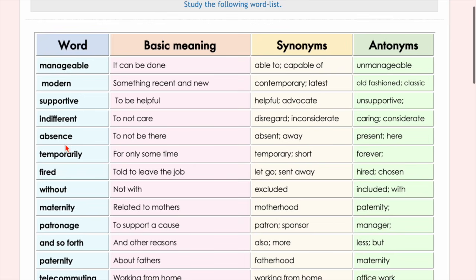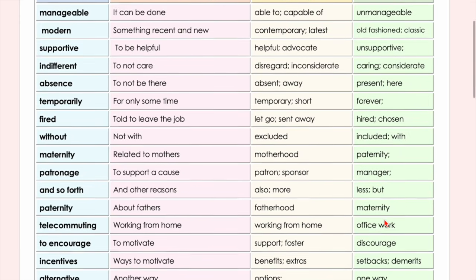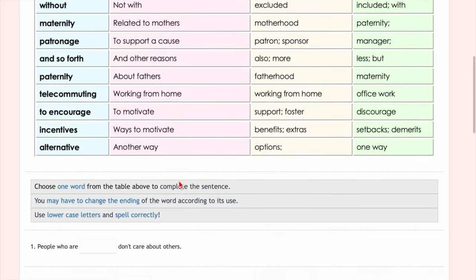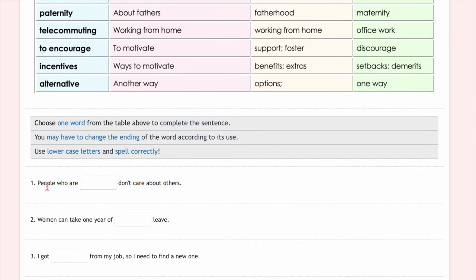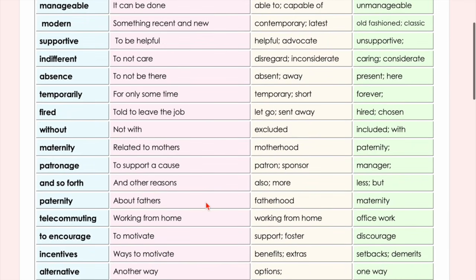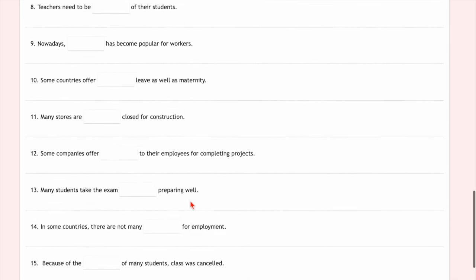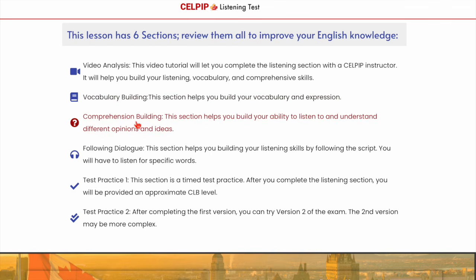Indifferent, to not care, absence, to not be there. Great list, which gives you the word, the basic meaning, synonyms, antonyms. Okay. Very good. And then after you study that, then we have some sentences down here where you need to complete the sentence by putting one word from the vocabulary. Great exercise, everyone, for building your vocabulary. Excellent. And then we have this comprehension building.